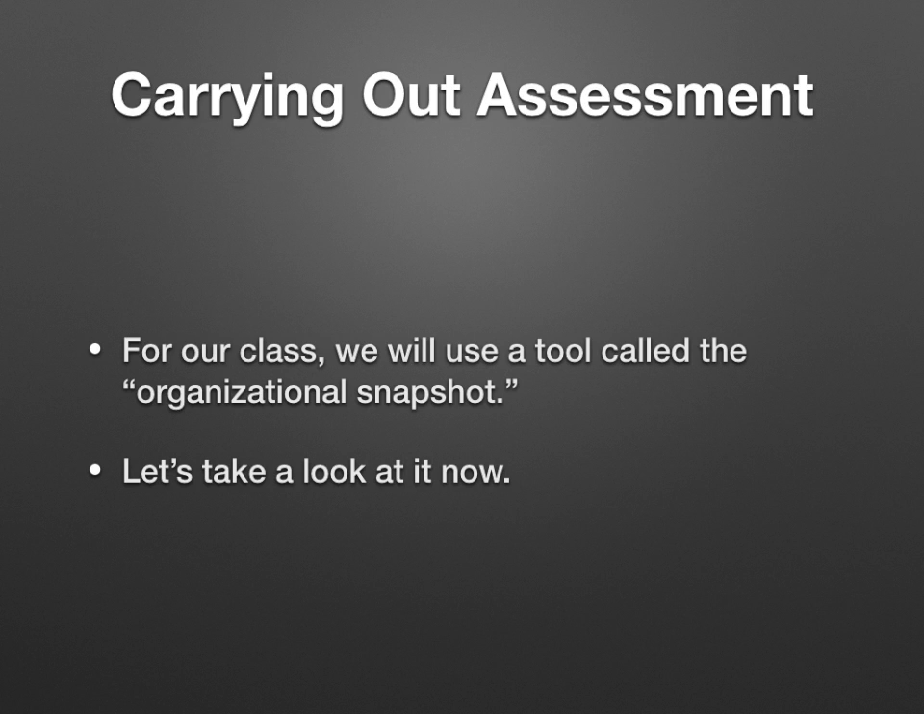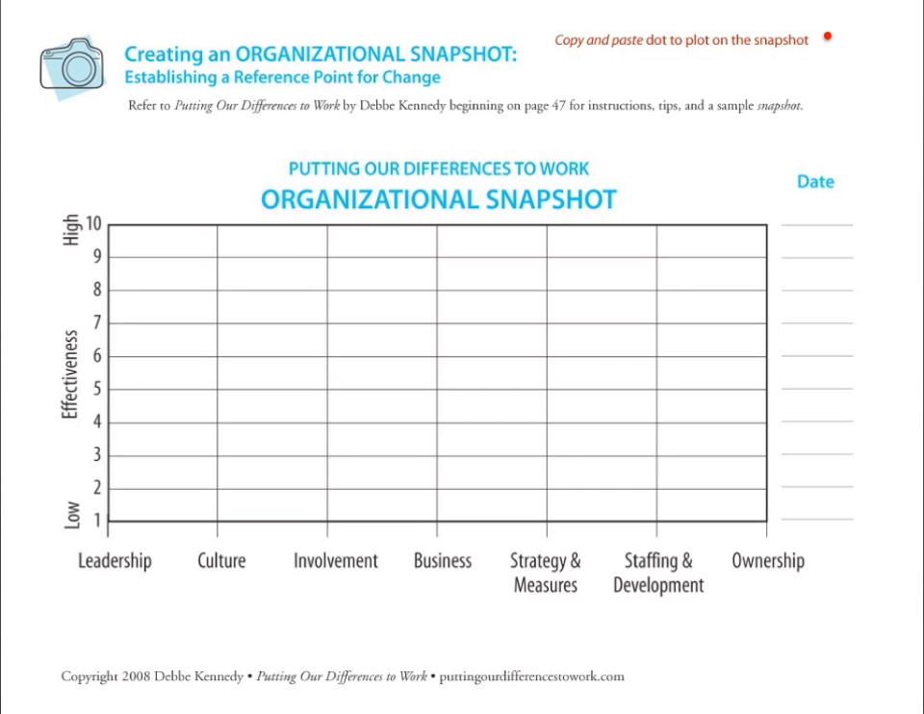Now, that's available to you in Blackboard, in PDF form or in a PowerPoint format, so you can have access to either one. So let's take a look at it now. This is the organizational snapshot that is available to you, and it tracks along with Kennedy's book. In her book, one of the first sections she talks about is having to do the assessment, and she provides us with this organizational snapshot tool to help us get an idea of where our organization stands as far as diversity is concerned.